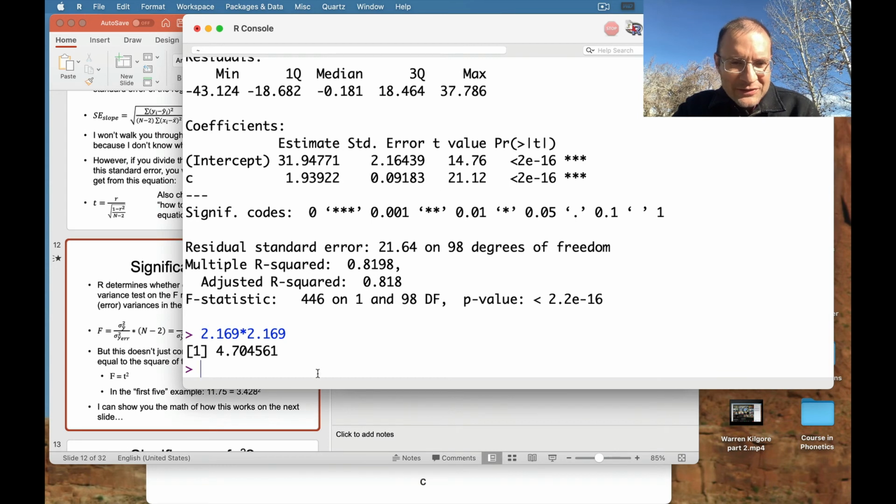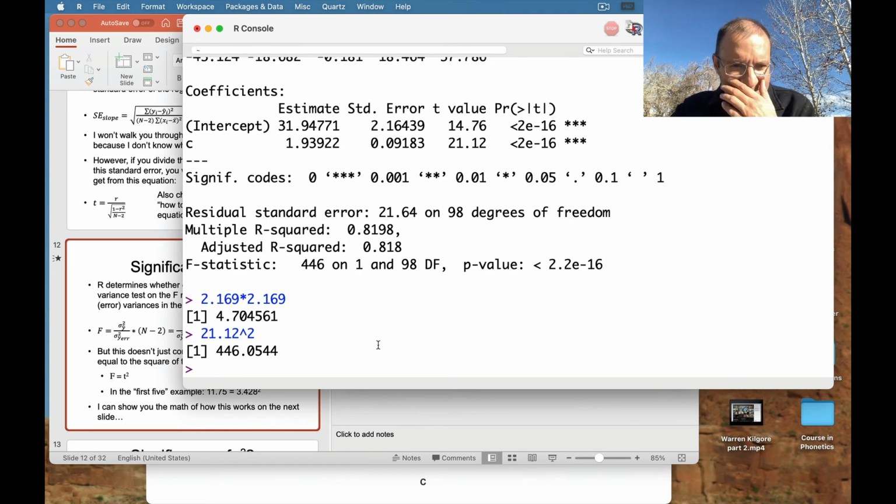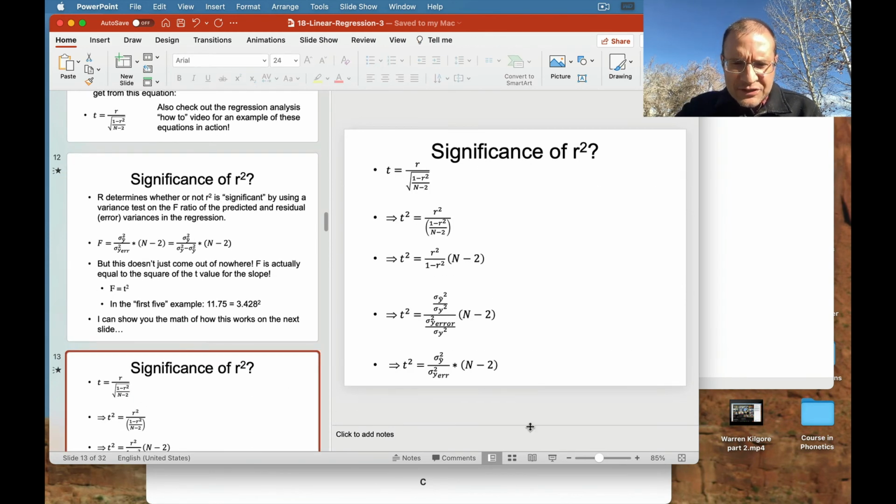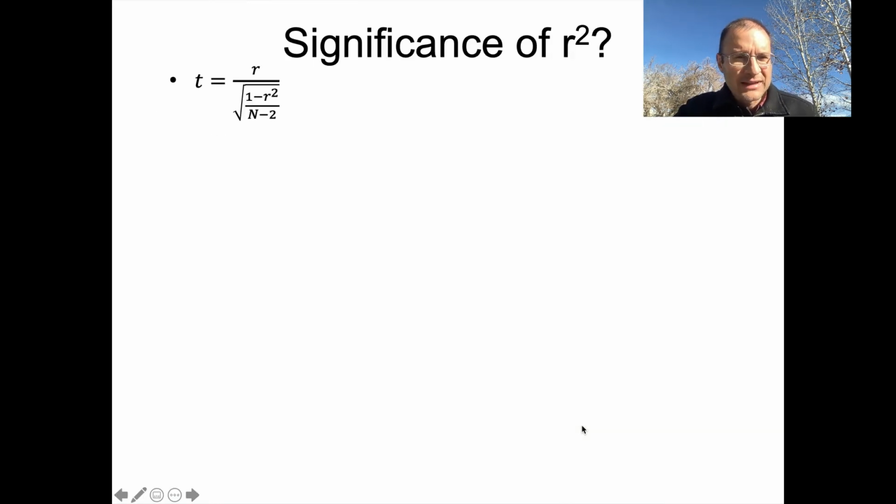We can do the same thing for this one here. So 21.12. Can you tell me what that's going to be if I square it? Yeah, it's going to be this, 446. And of course, I get the same p-value for those because I'm basically testing the same thing in two different ways. So just to show you the math where that comes from, if I start off with t looking like this, r over this square-rooted mess, and I square that, then I get r squared over this fraction, 1 minus r squared divided by n minus 2.